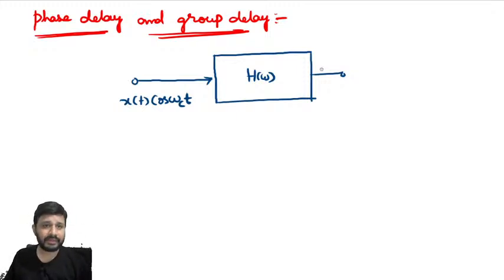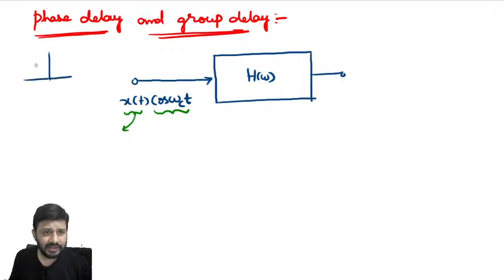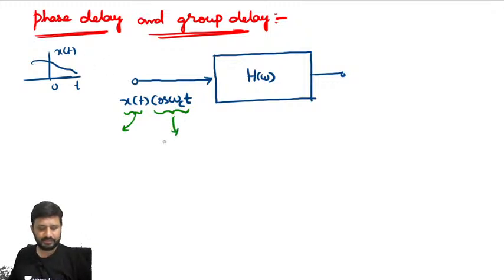Now, before passing, let us analyze our signal x of t and cos omega ct. Can you tell me how many frequencies are there in x of t? Suppose I take some ordinary signal like this. How many frequencies are there in the signal x of t and in cos omega ct? First of all, you must know this one. Remember, there are infinite number of frequencies present in x of t.